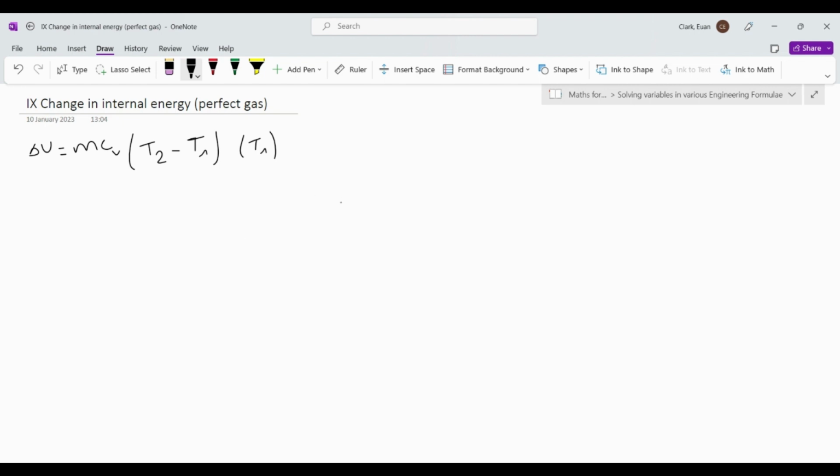But here we go for the other example, change in internal energy. I'm not quite sure what that is for precisely, but it's everything thermodynamics, heat transfers, that kind of thing. Here we're looking for T1. So again we're going to try and get rid of the brackets by getting rid of this term here and popping it on the left. So it's simply going to be a division of delta U over mcv is equal to T2 minus T1.